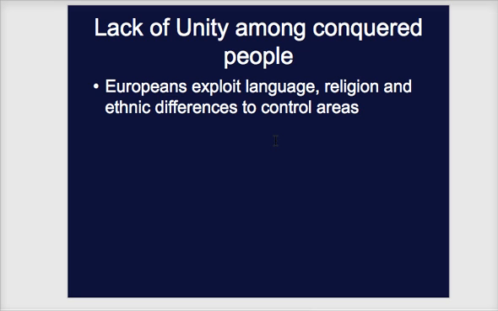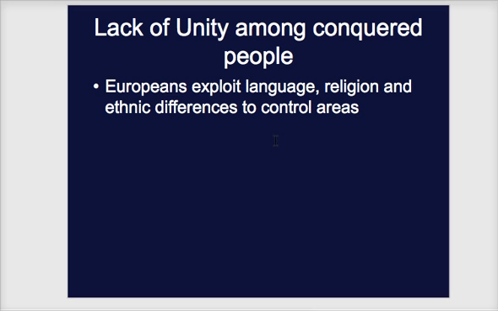Another cause of imperialism is going to be the lack of unity among these conquered people. Europeans are going to use those disadvantages that these people have to their advantage. They're going to exploit religious differences. One of the results that you see is that India, the colony of India, has tension between Muslims and Hindus. Well, the British, for example, used that to keep those two groups from uniting and being able to overturn them. That's not the only place where this happened.